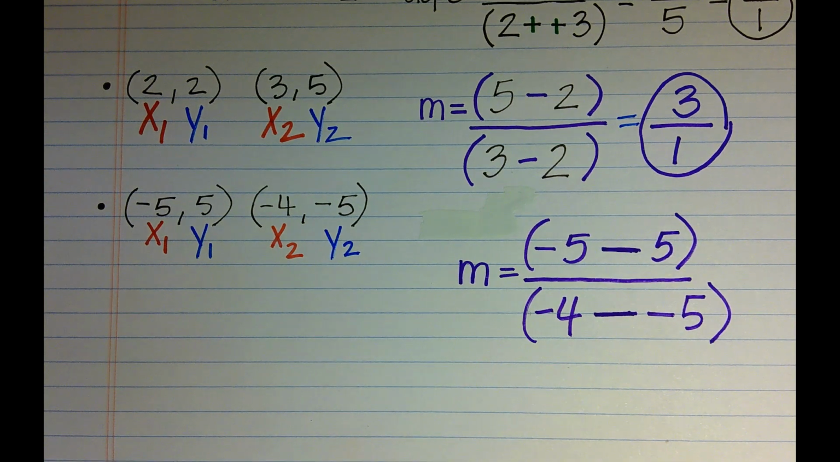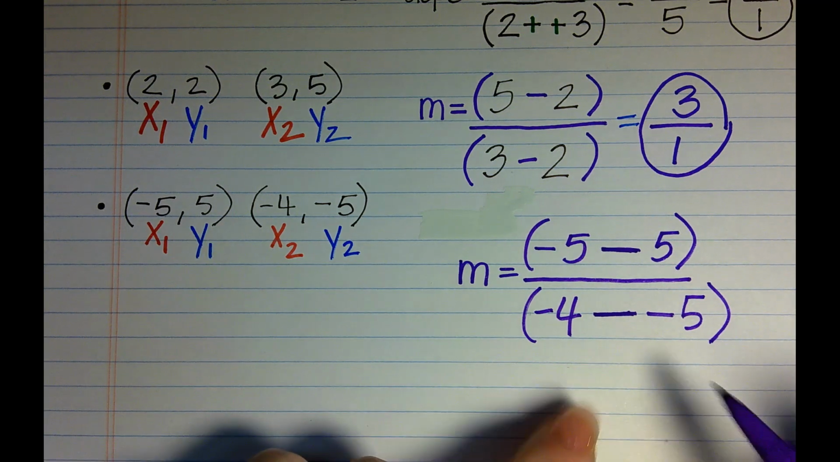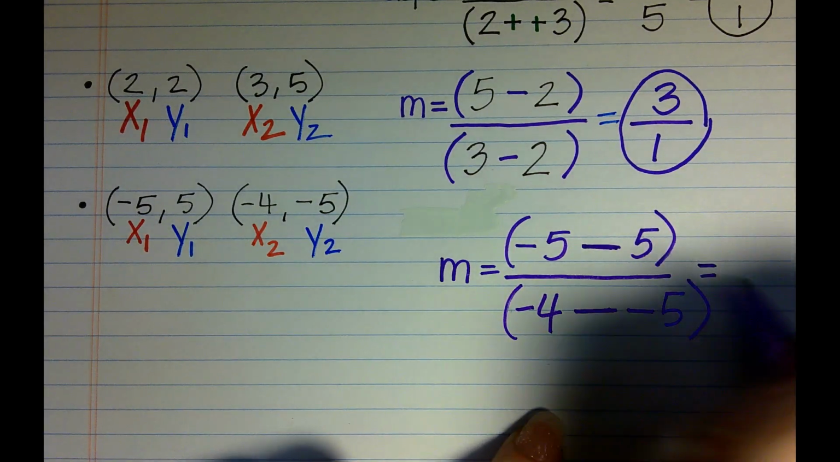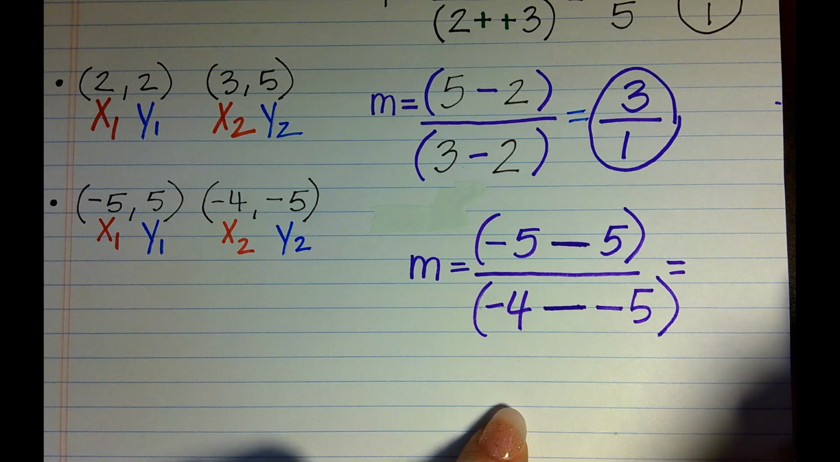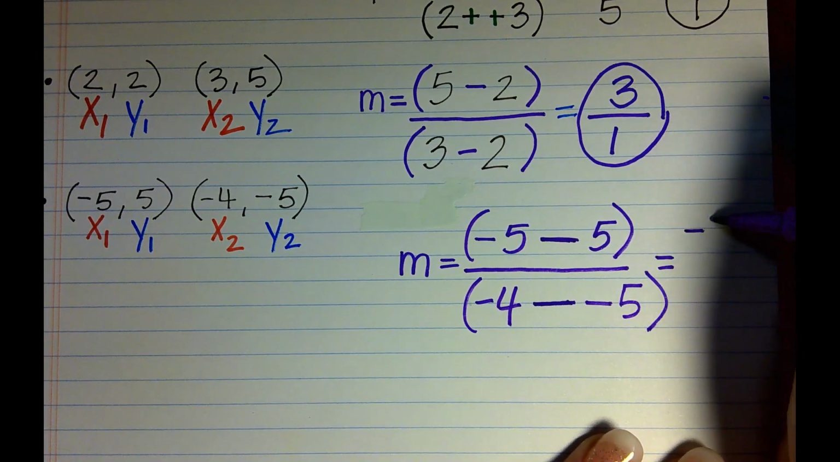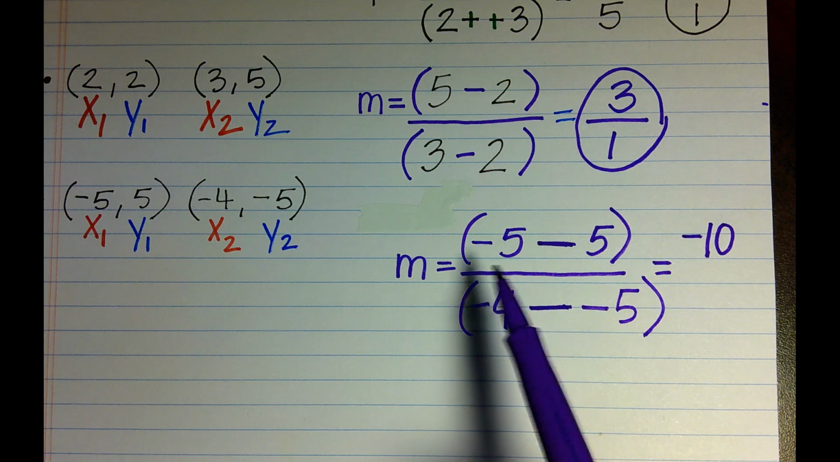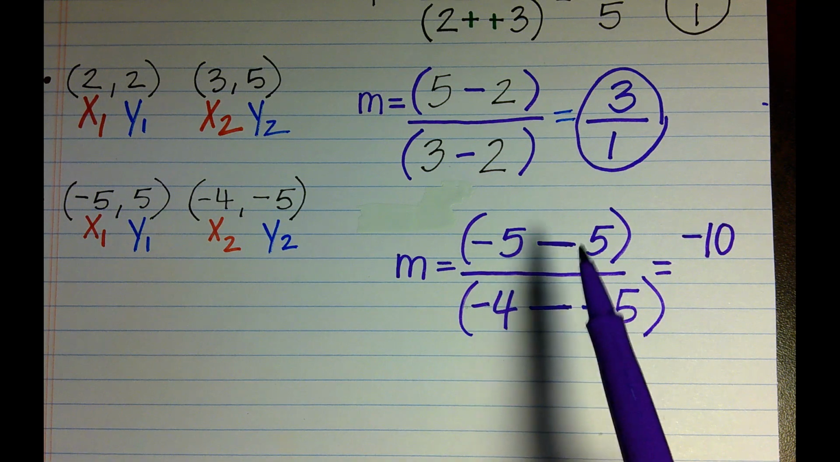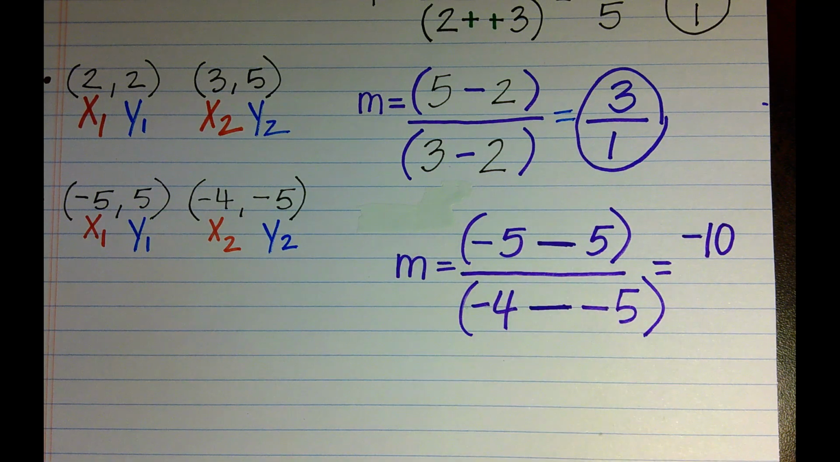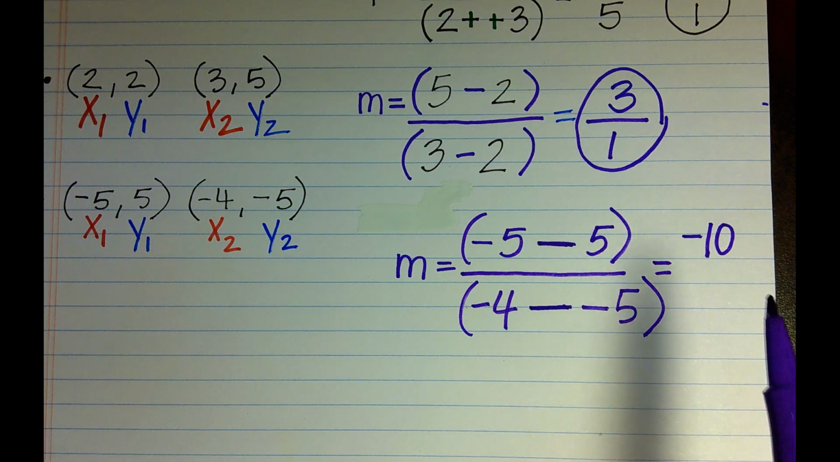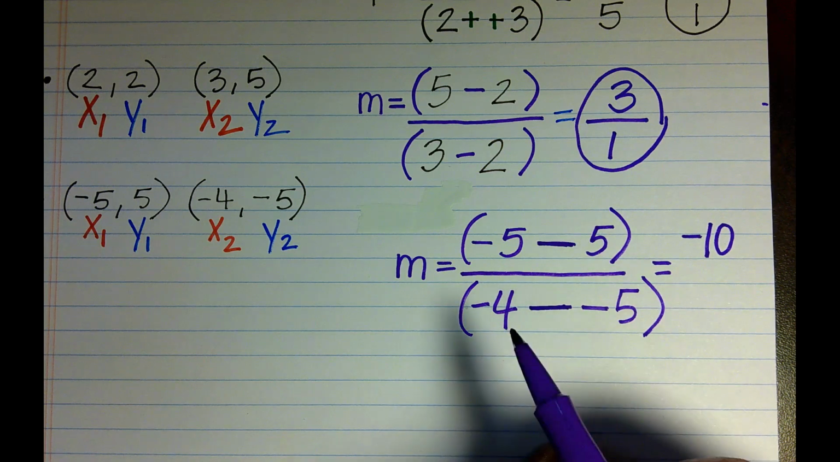Okay, what do I do now? -5 minus 5. Okay, what's that? -10. Yes, -5 minus 5 is -10. So, did anybody look at this and think it would be 0? Everybody's okay with this being -10? Okay, awesome. So we have -10.